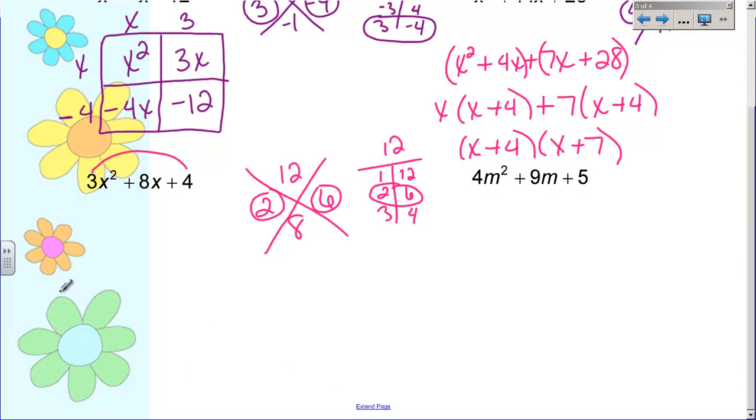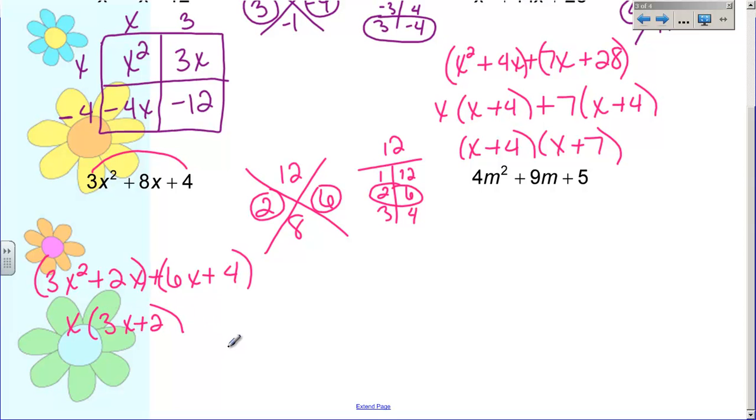We're going to group again. So I'm going to rewrite this as 3x squared, and instead of 8x, I'm going to do 2x plus 6x, because that adds up to make 8x. And then I'm going to group. The greatest common factor for this first set of parentheses is just going to be an x. And when I factor out x, I get 3x plus 2 left. And my greatest common factor for this set of parentheses is going to be a 2. When I factor out that 2, I get 3x plus 2 left. So yay, look, my parentheses match. So one of my factors is 3x plus 2, and the other one is x plus 2. Done.